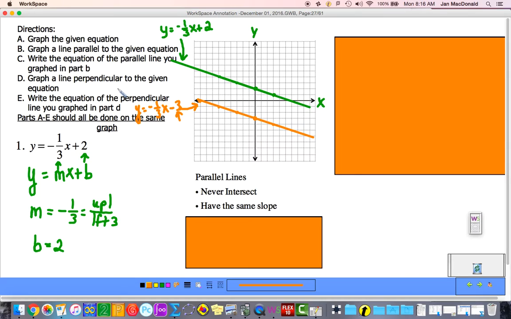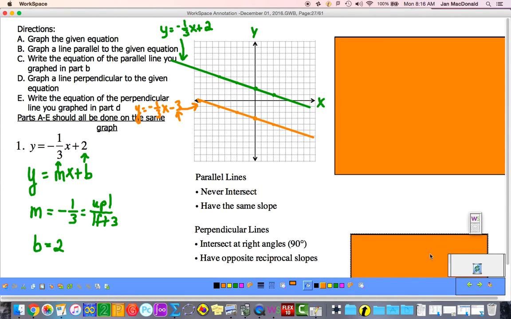Okay, moving on. Part D, graph a line perpendicular to the given equation. Well, what do we know about perpendicular lines? We know that perpendicular lines intersect at right angles. That means they form 4 90-degree angles. And they have opposite reciprocal slopes.